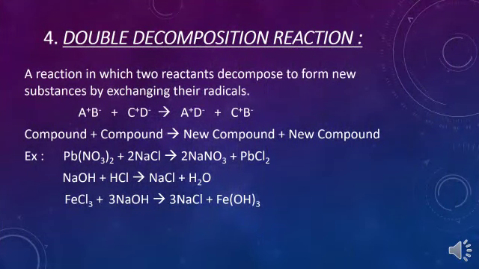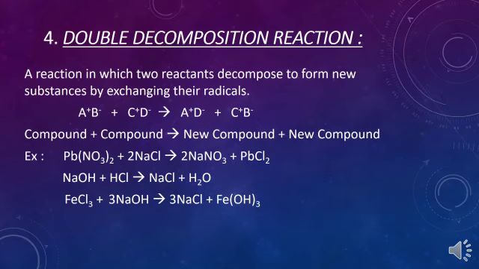Now let us come to double decomposition reaction. What is double decomposition reaction? A reaction in which two reactants decompose to form new substances by exchanging their radicals. AB plus CD gives AD plus CB, where AB is a compound and CD is another compound in the reactants which produce AD, a new compound, and CB, another new compound.